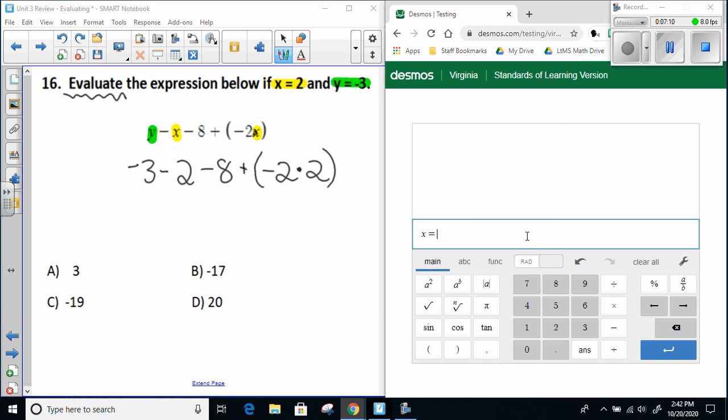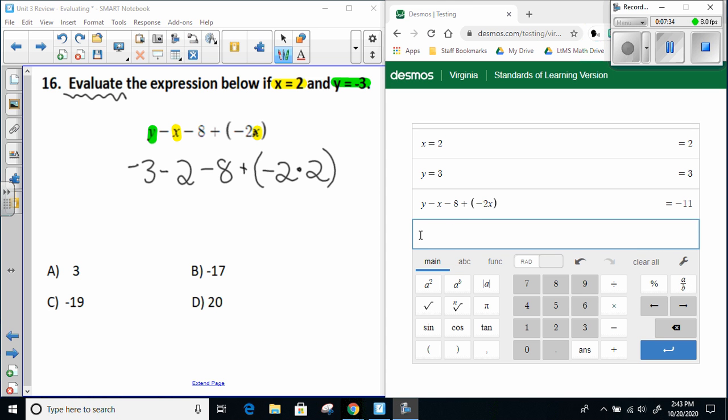That's like a shortcut. So I'm just going to tell Desmos what the value of each letter is, telling it that x equals 2 and that y equals 3. And then all I have to do is type my expression in exactly like it was given to me. And I should get the correct answer. So our answer here should be -11.